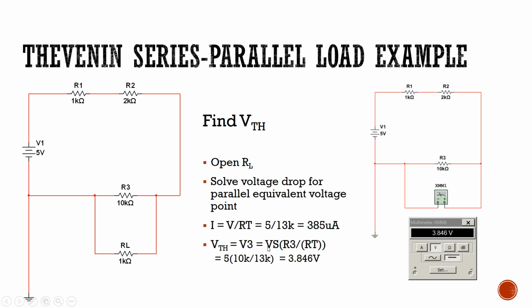and 5 volts times the proportion of R3 to the total voltage gives us a 10K to 13K ratio times 5, which gives us 3.846 volts. You can see here my meter is set up to read the voltage across R3, and it is 3.846 volts.